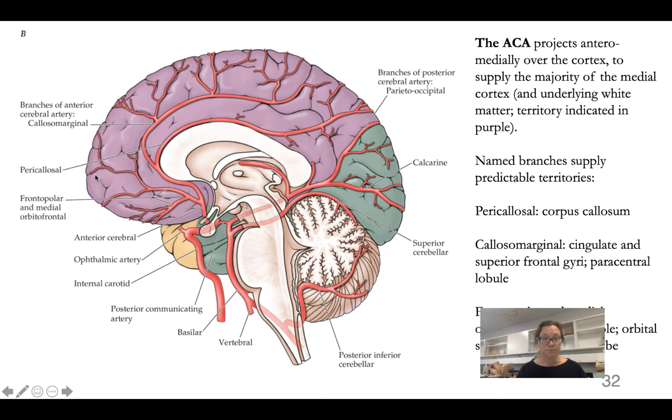And it has named branches, and these supply predictable territories. For example, the pericallosal branch encircles the corpus callosum, and the callosal marginal branch encircles the cingulate gyrus, traveling roughly parallel to the pericallosal branch. And then there's frontopolar and mediofrontal orbital branches that supply this inferior and most anterior part of the frontal lobe.